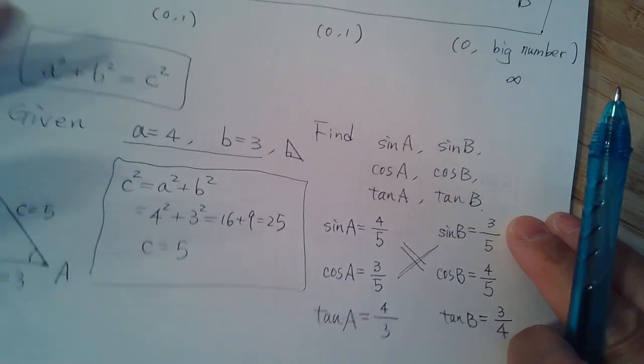Okay. All right. So this is when I give you the sides. I only need to give you two sides, and then you can find the trigonometric function values of the two acute angles. Now, what if I give you one angle and one side?